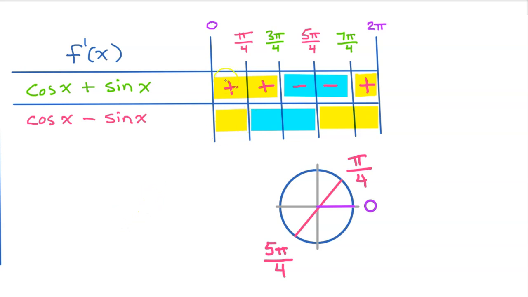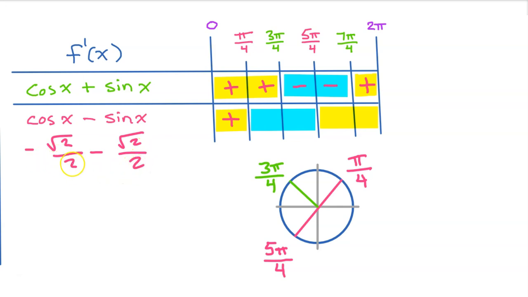For this first interval, we can use 0 as a test value, even though it's the endpoint, because it is not one of the critical values for cosine x minus sine x. At 0, cosine is 1 and sine is 0. So this becomes 1 minus 0, which is 1, which is, of course, positive. In the middle interval, we can use 3 pi over 4 as a test value. At 3 pi over 4, cosine is negative radical 2 over 2, and sine is positive radical 2 over 2.